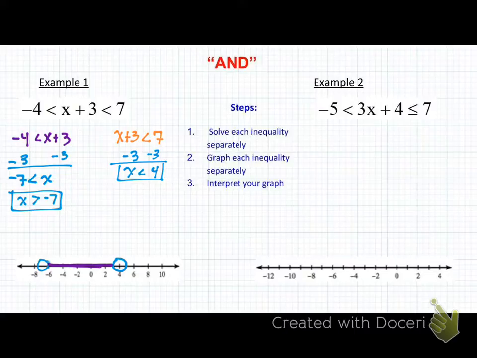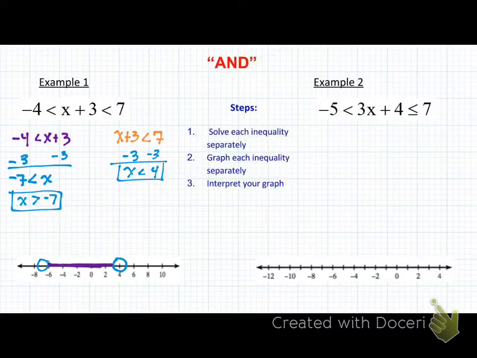So what did I just do? I solved each inequality separately, here and here. You see how I did it separately? The second thing I did was graph each inequality separately, and then I interpreted my graph. Let's say this was my money in my account, then that is the amount of money in my account. I have negative 7 to $4, but not equal to that, okay. Number 2, watch me do it one more time.